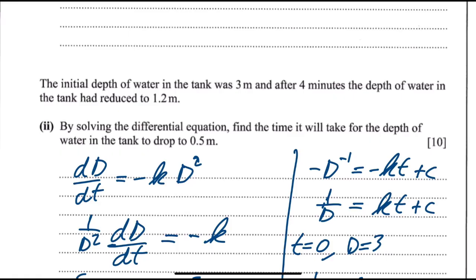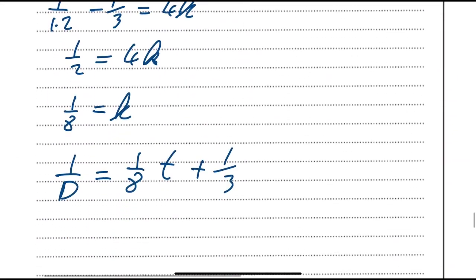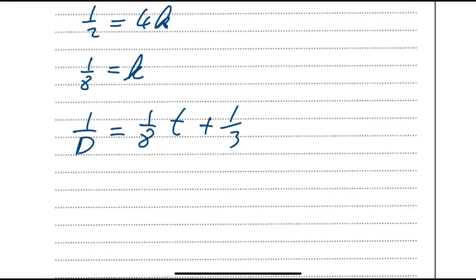It says the next part, find the time for the water in the tank to drop to 0.5. You could just fire in D is equal to 0.5 here. That might be as easy. In fact, you know what? No, I won't. I'll do it. You could just fire that in at that stage, but I'm going to do it the same way as I've just done it. So what I did is I tidied up.